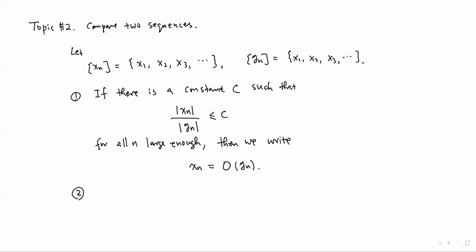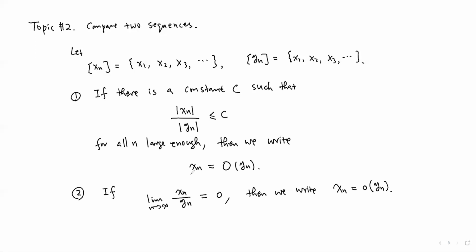Definition number 2, a little o notation. If I also compare x_n and y_n, take a ratio, and when n approaches infinity this ratio approaches 0, then in this case we write x_n is little o of y_n. If x_n converges to 0 and y_n converges to 0, then little o means x_n converges to 0 faster than y_n.